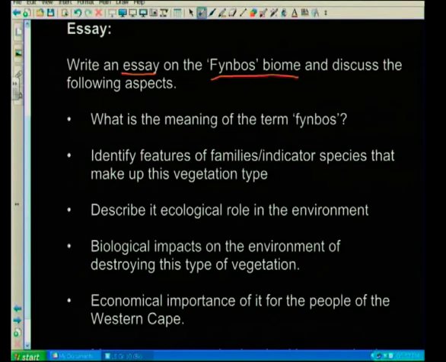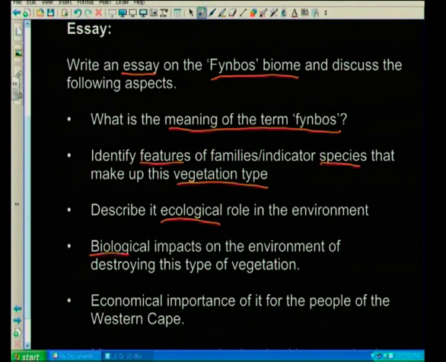All right, we're going to go through all the points, and then I'm going to help you to construct this essay. All right, it says, what is the meaning? So they first of all want the meaning of the term. So they want you to say, what does the word mean? Right, identify features of families or species that make up this vegetation type. Describe the ecological role in the environment. I'm just underlining all the key concepts or keywords of each point.